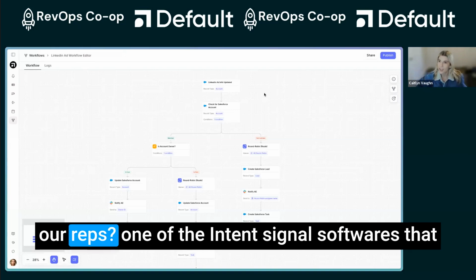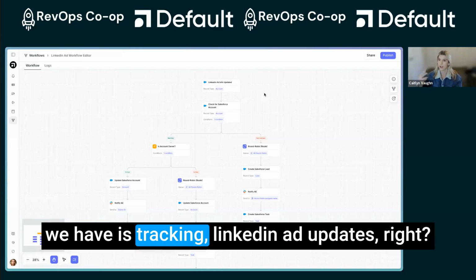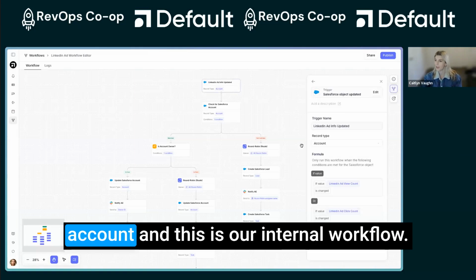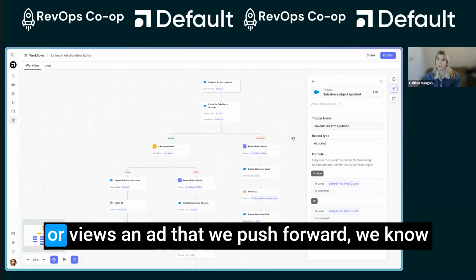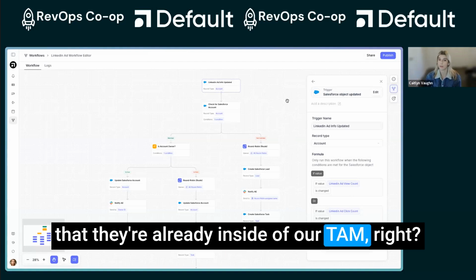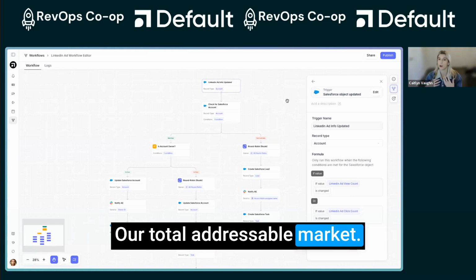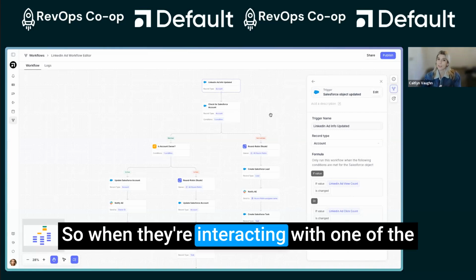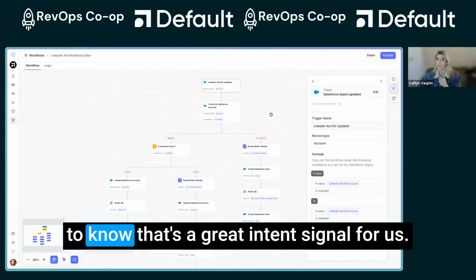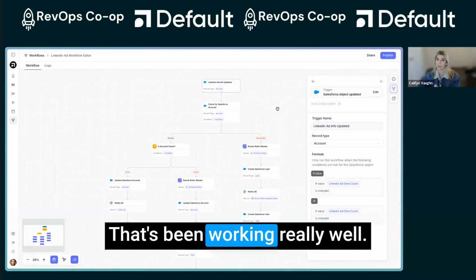So for us, it's like, okay, how can we build this in a way that is most beneficial for our reps? One of the intent signal softwares that we have is tracking LinkedIn ad updates, right? So it's hooked into our Salesforce account, and this is our internal workflow. Every time somebody either clicks on an ad or views an ad that we push forward, we know that they're already inside of our TAM, our total addressable market. They're already somebody that we know would be a good fit for Default. So when they're interacting with one of the ads, that's a great intent signal for us that's been working really well.